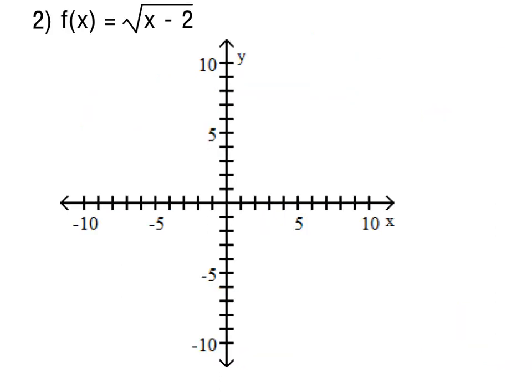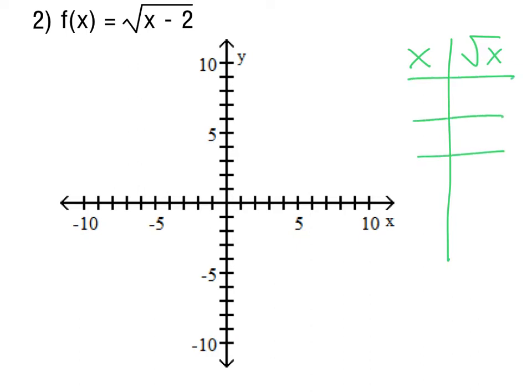For number 2, we're looking at a square root function. Notice the minus 2 is inside of the radical. That means that that's going to provide a horizontal shift from our kind of regular square root of x function. Similar to the cube root, I typically use the same points, 0, 1, 4, and 9 for x, because those are, again, those first numbers that are easy to square root.